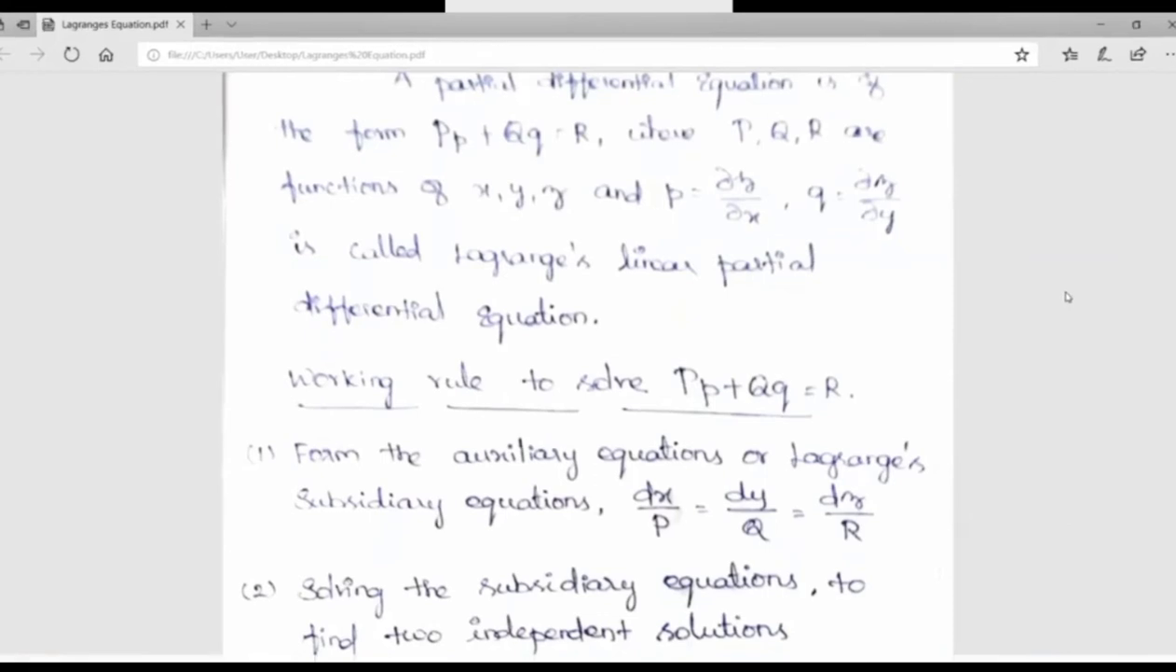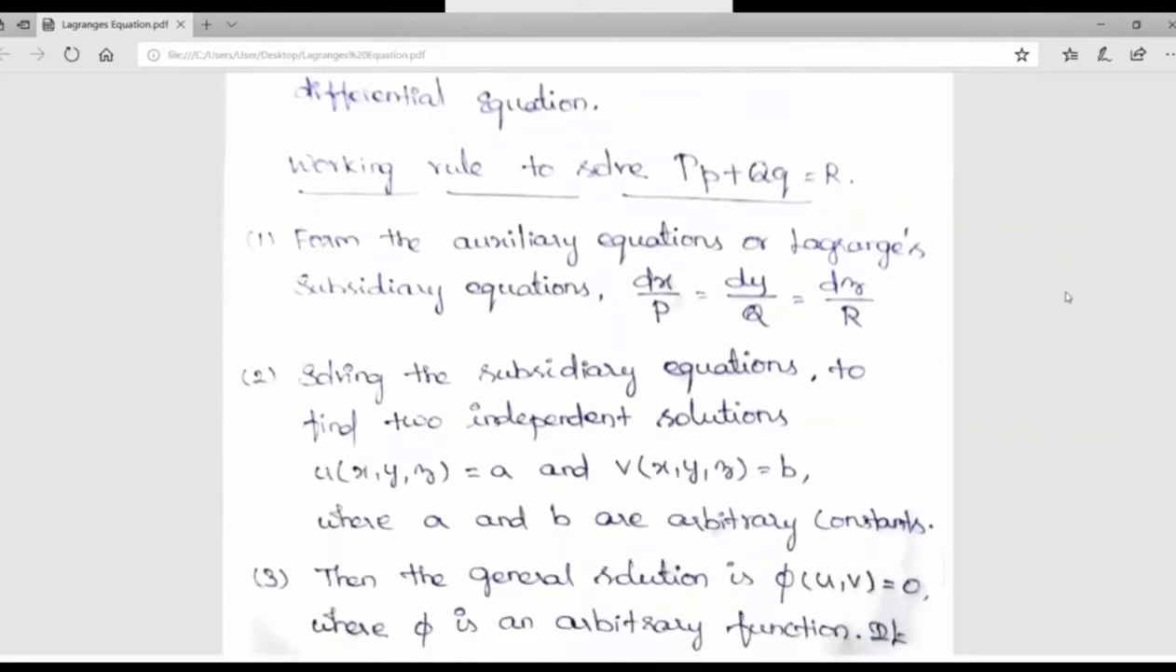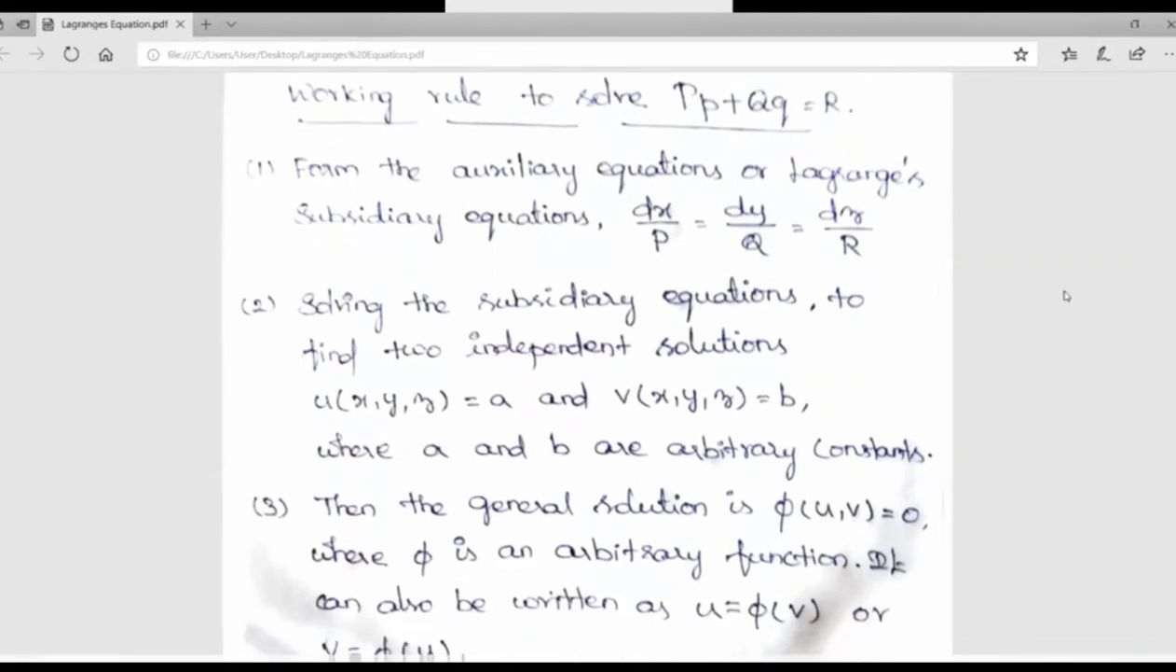Whenever we have a format like this, it is called Lagrange's linear partial differential equation. We can see how to solve this type of equation. Initially, we have to frame the auxiliary equation, that is dx divided by capital P, dy divided by capital Q, dz divided by capital R. That is, we have to collect the values of capital P, Q, R from our given function, and substitute them in this equation: dx by capital P, dy by capital Q, and dz divided by capital R.